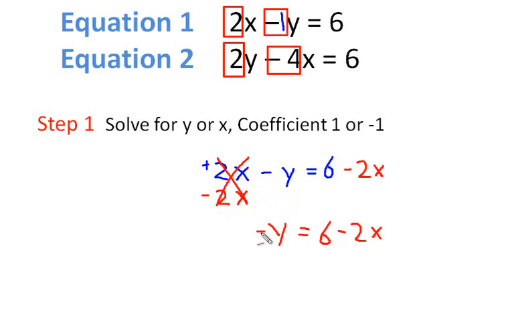Okay, next I want to get rid of this negative. You can think of this as negative 1y. So to get rid of that negative 1, I need to divide by negative 1. So I'm going to divide everything by negative 1.